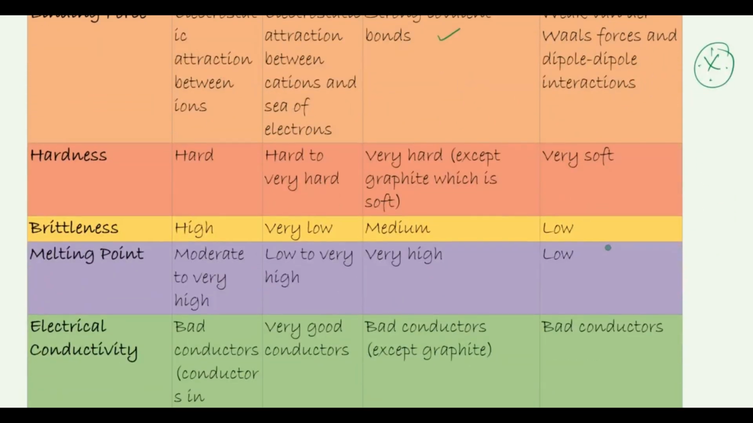So please make a note of it. Then hardness, we know that very well. Ionic solids are hard. Metallic solids are hard to very hard. Think about the iron rod. And covalent solids are very hard except graphite. Graphite is a soft one. Think about the pencil. And since weak van der Waals forces are there in molecular solids, they are very soft.